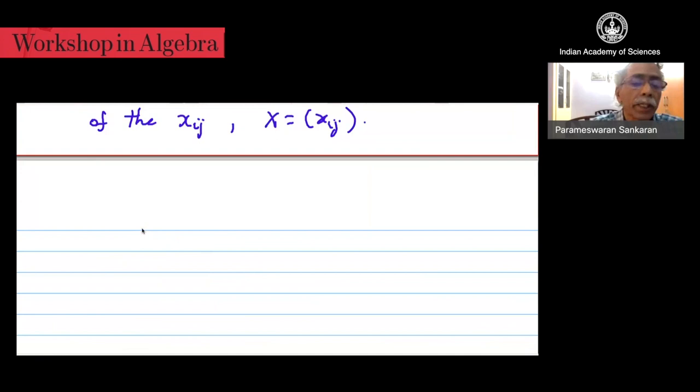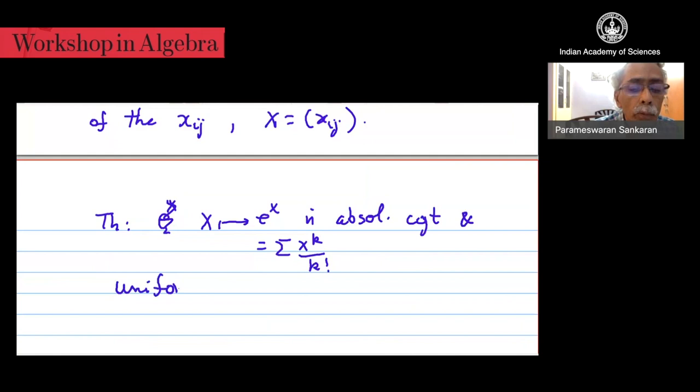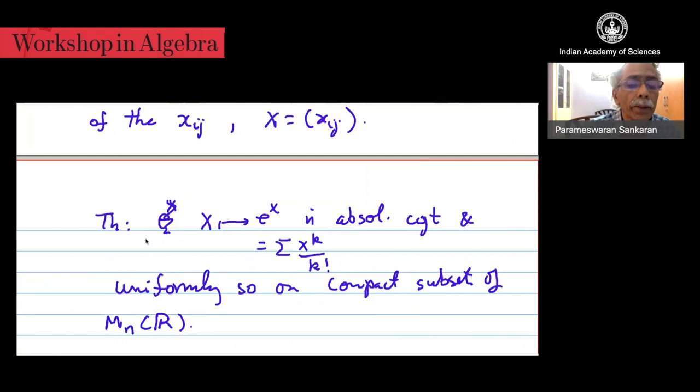The first one I already stated, but let me state it. So, theorem: x going to e power x, which in terms of power series is x power k by k factorial, is absolutely convergent, and uniformly so on compact subsets of the matrix space Mn of R. Okay, this is the first property that we would like to state. The second is the following.